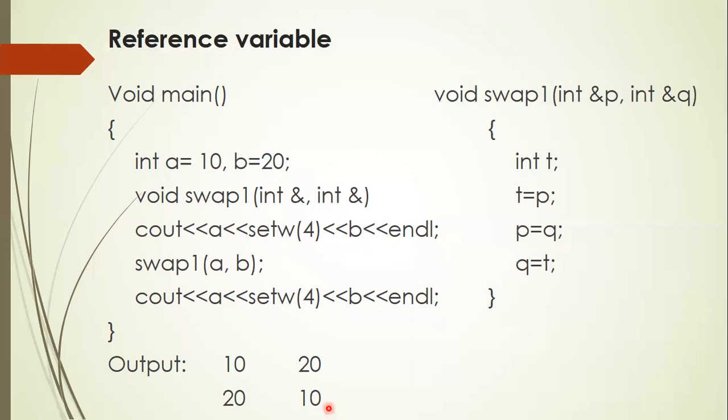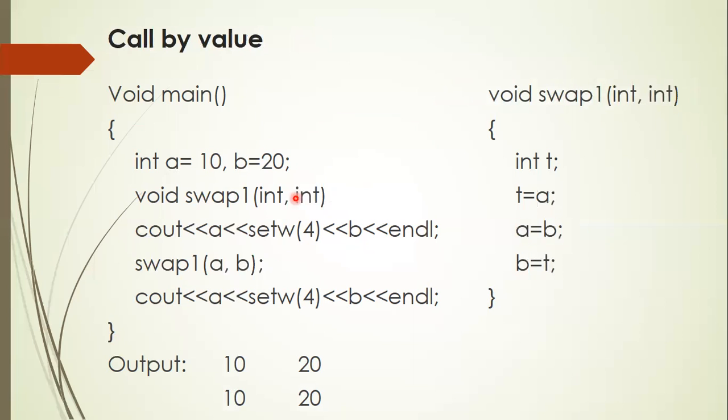The last one is the reference variable. How can you exchange the same two variables using reference variables? We know that a reference variable is denoted by the ampersand sign. So here a and b are the actual arguments to the swap1 function. Now note the difference between these three. In the case of call by value, the actual arguments are normally integers.